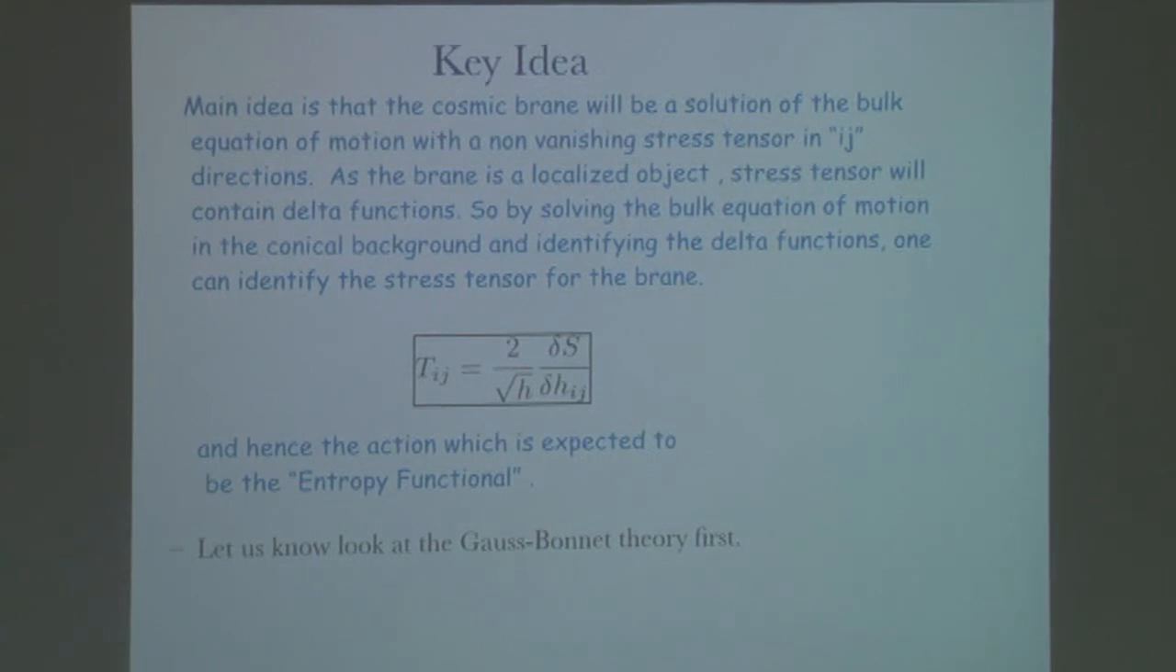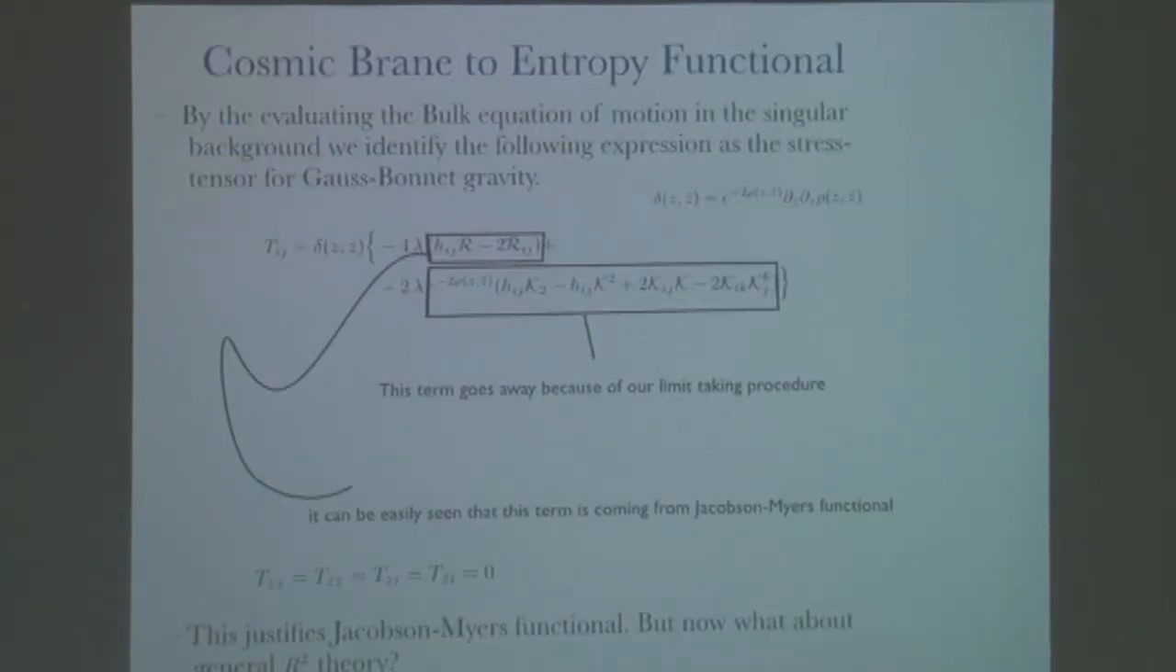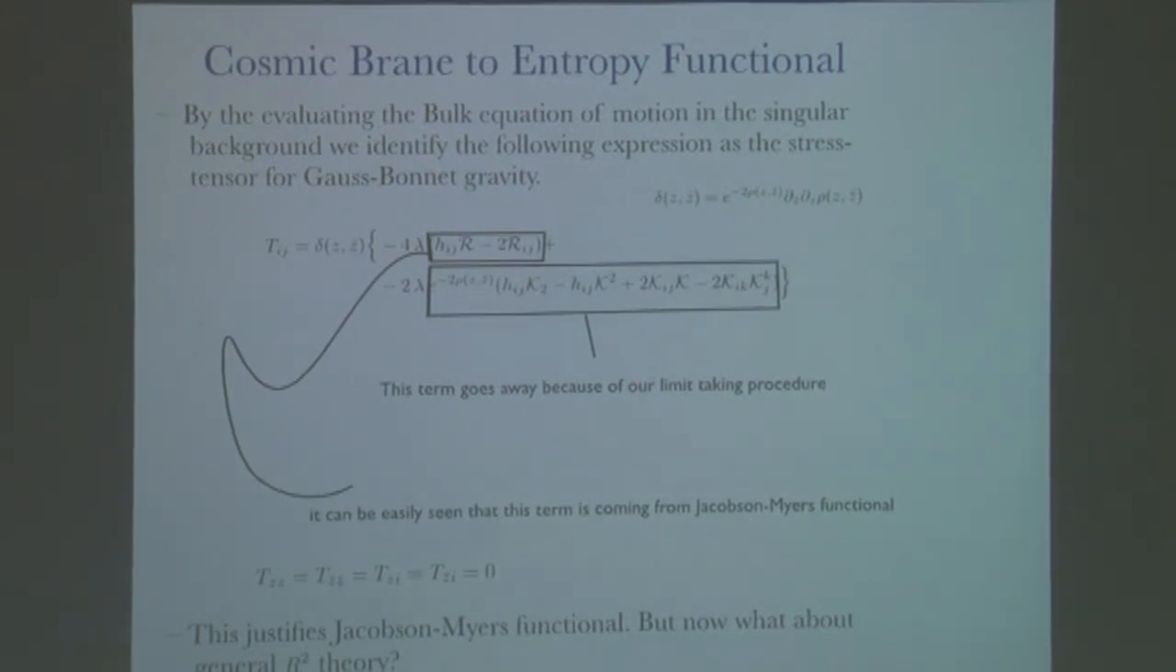For Gauss-Bonnet theory it works very fine. For Gauss-Bonnet we get the trace tensor expansion like this, with the delta function defined this way, and in our way of taking the limit this part goes to 0 and we are left with this part only. We can see that this easily comes from the Jacobson-Myers functional, and all the other bulk components of the trace tensor are 0. So, this is actually consistent.